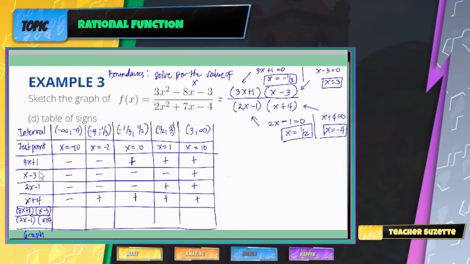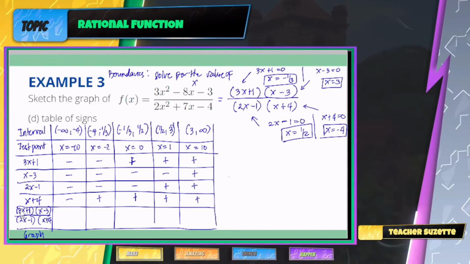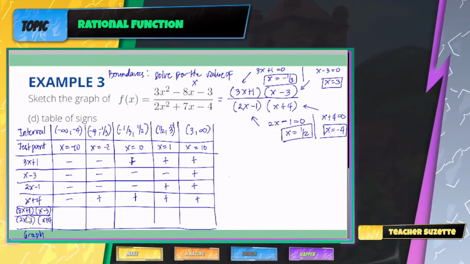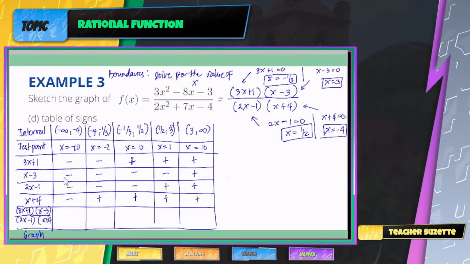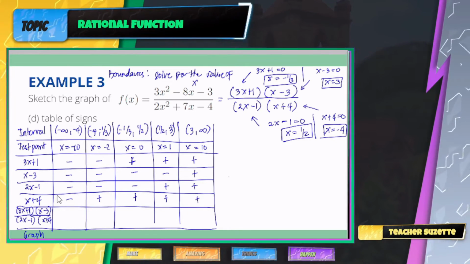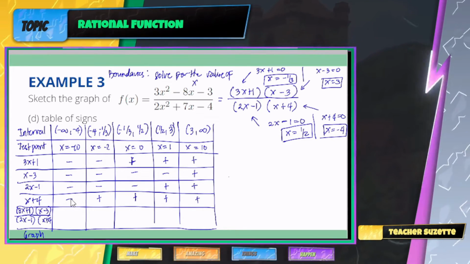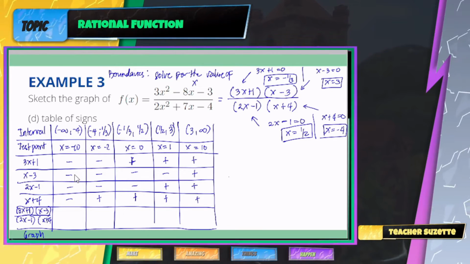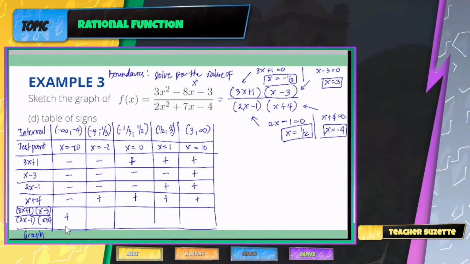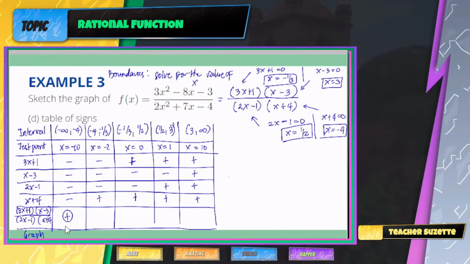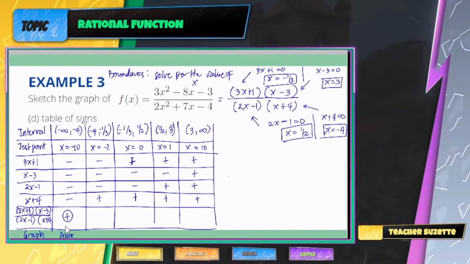Now, simplify na po natin. O complete na natin itong ating last row. You have negative times negative, then divide natin siya sa ating denominator na negative times negative. So, negative times negative, positive, divided by positive, you will have positive. So, therefore, dito po ay above x-axis tayo.